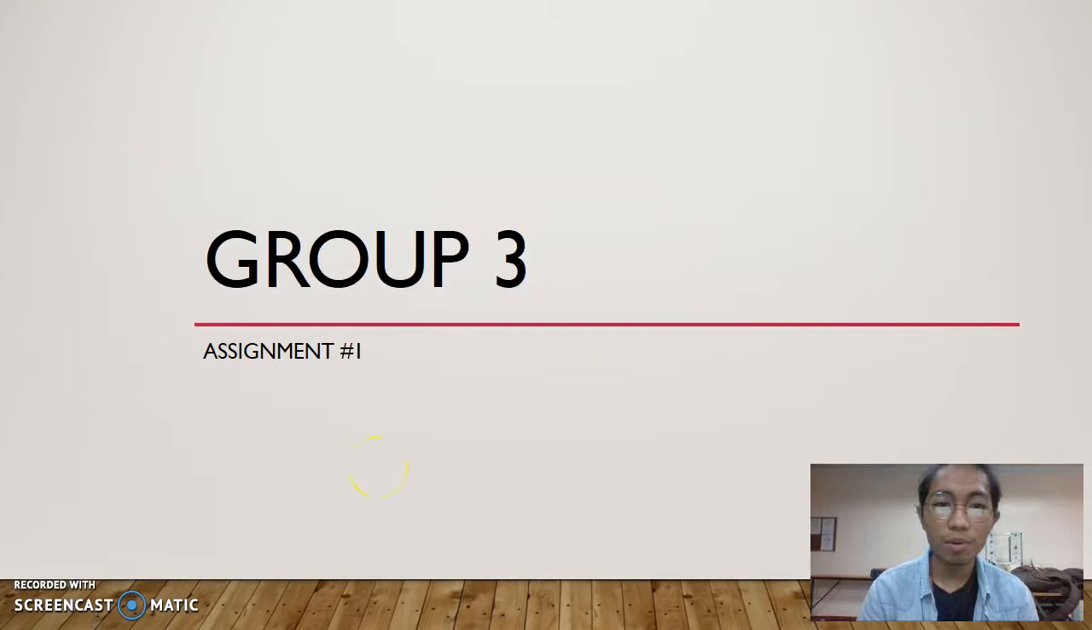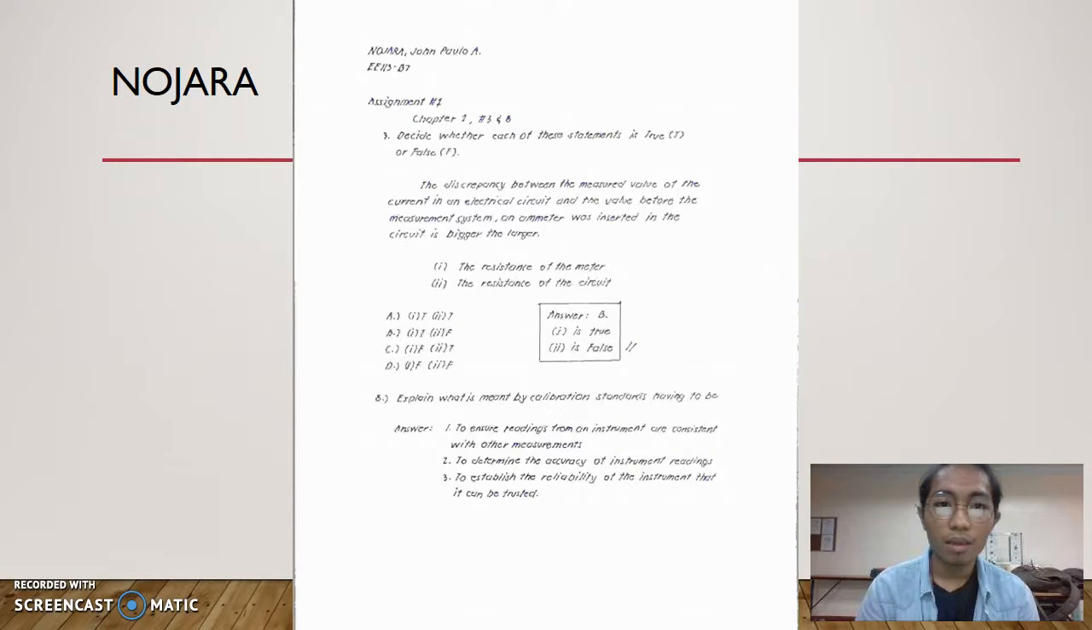Group 3 assignment number 1. Chapter 1, number 3, number 8. Number 3. Decide whether each of the statements is true or false.